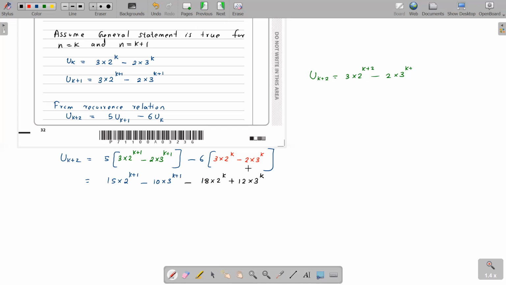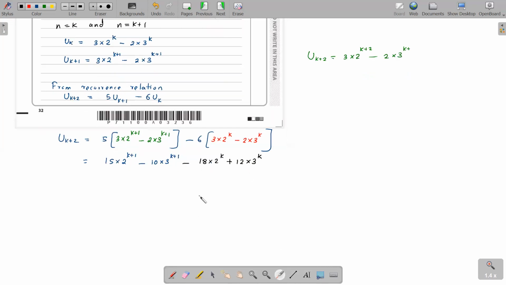So actually, how do I make the like terms? You can see here I have 2 to the power k, 3 to the power k. Here I have k plus 1. Shall I make these also k plus 1? We can make them k plus 1, right? Or you could make the k plus 1 powers become k powers. It's entirely up to you. Anything is fine. Okay, we'll do k into k plus 1.